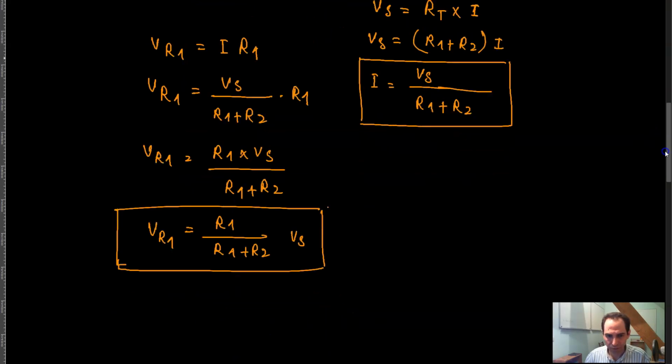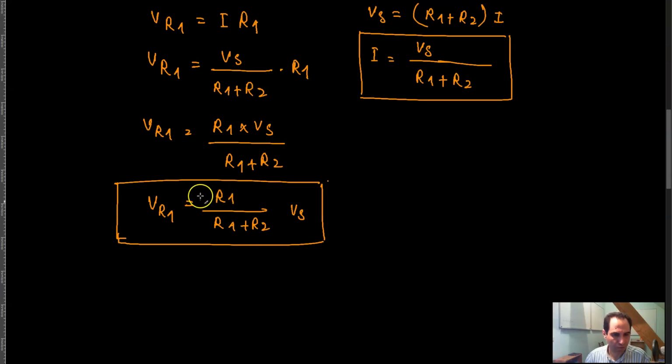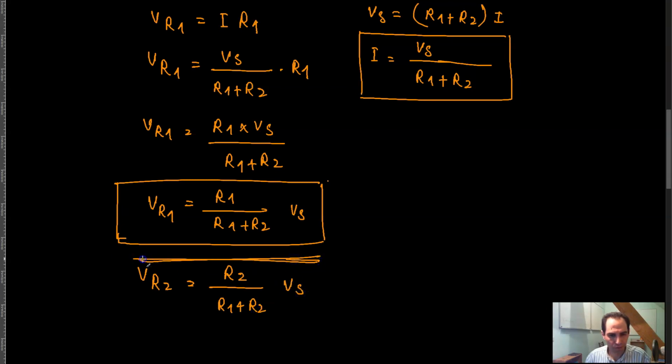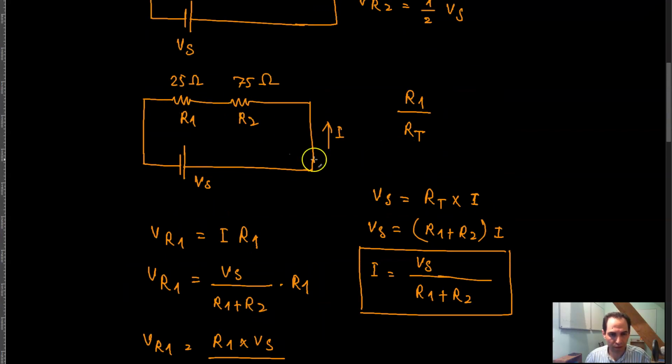It is simply the ratio of the resistance R1 to the total resistance in the circuit times the power supply voltage, right? And by the same logic, V of R2 is equal to R2 divided by R1 plus R2 times V of S. And of course, please note that this is a series circuit, right? This is a series circuit.